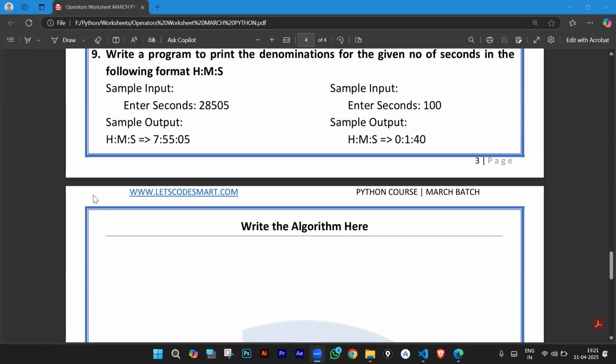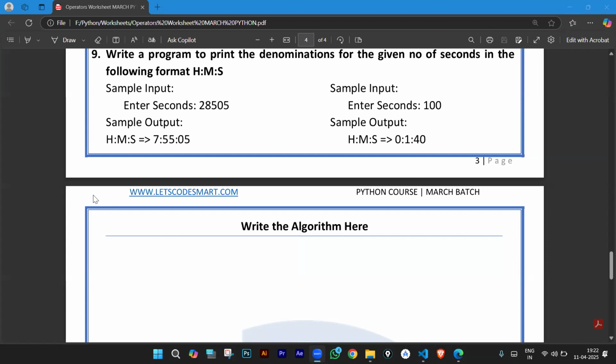Instead of 365, how many seconds are there in an hour? Okay. 1 minute is equal to 60 seconds and 1 hour is equal to 60 minutes. So 60 into 60, that is 3600. Right? Not modular division, that is floor division. Yes, very good. We got the hours formula.